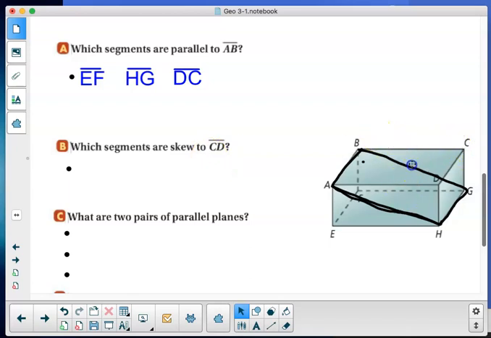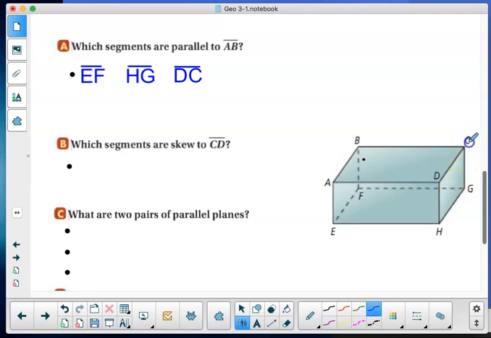Well, if I have CD, let me get this out of here. We'll delete that. And if I have CD, I'm just going to mark CD here in blue. Which segments are skew to it? Skew segments will not cross, and they're not in the same plane. So HE or EH, FG, BF, and AE are four segments that are skew to DC or CD.